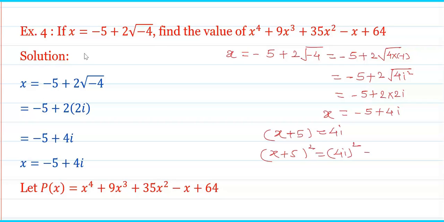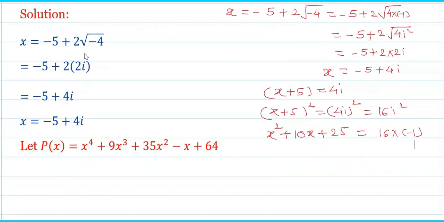Squaring on both sides, then you will get (x plus 5) whole square is equal to 4i squared, that is 16i square. Now its expansion is x square plus 10x plus 25. 16i square means what? 16 into minus 1, that is minus 16. Again we bring it to the left hand side, it will become plus 16, and that is equal to 0.